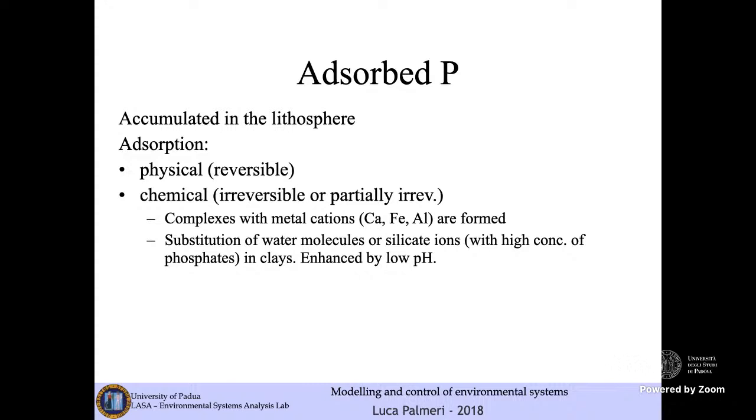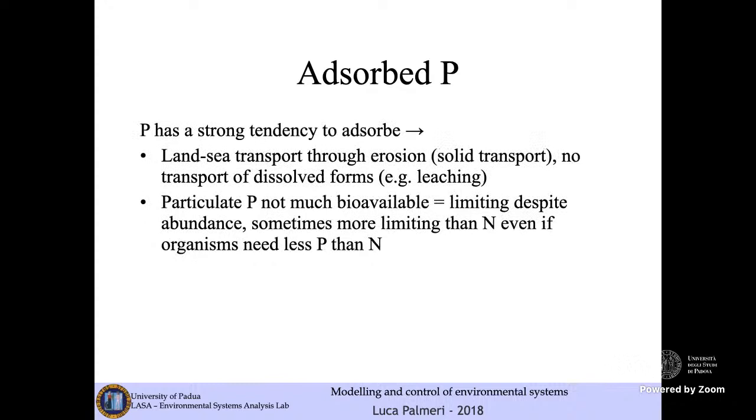Phosphorus tends to form complexes with metal cations, and the substitution of water molecules or silicate ions in clays, for example, may enhance phosphorus immobilization, and this happens particularly at low pH values.